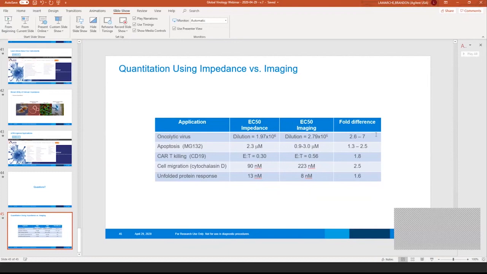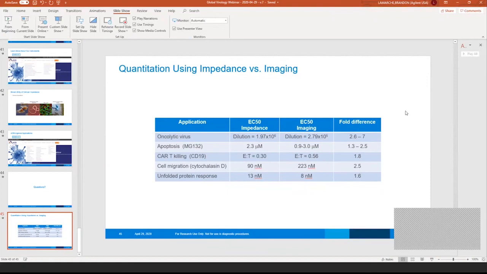What you'll notice is that these two approaches often give very similar values. These values tend to be twofold or less different from one another. In the case of the oncolytic virus, it was between roughly 3 and 7. So I think that this is actually quite a good correlation when you consider that these are cell-based assays.